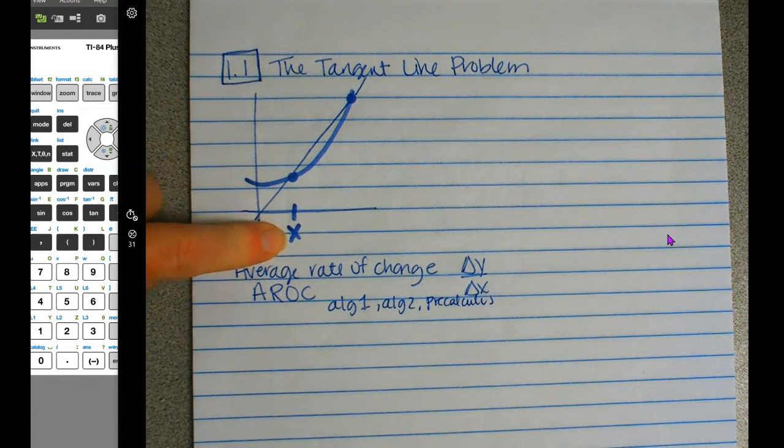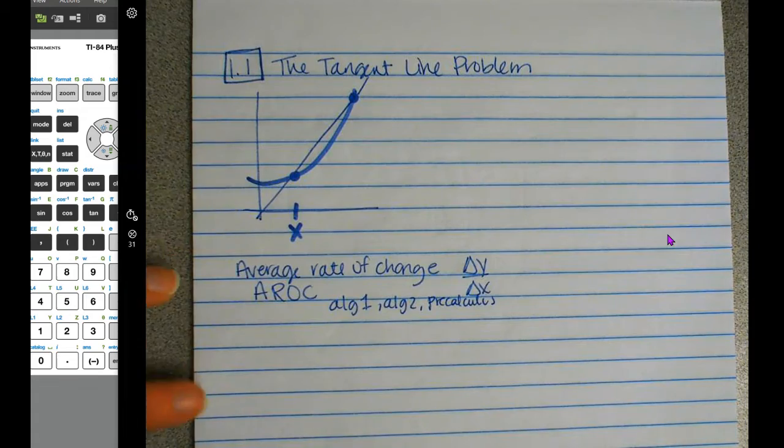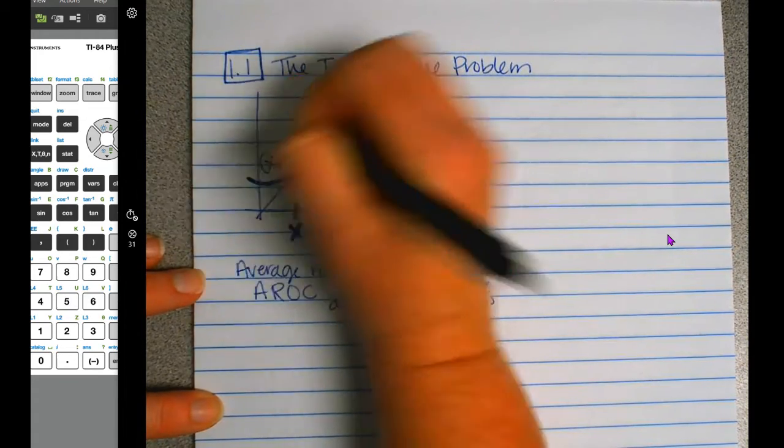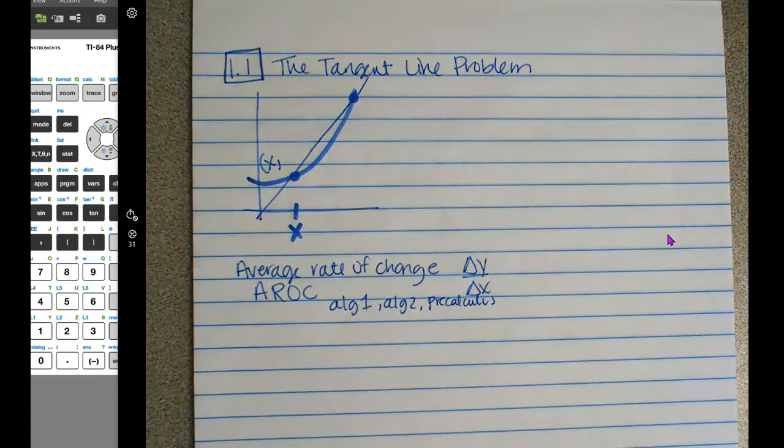If this is x, what is the y value of this point? Like if I name it a point, x comma, what could I call it with this notation so far?